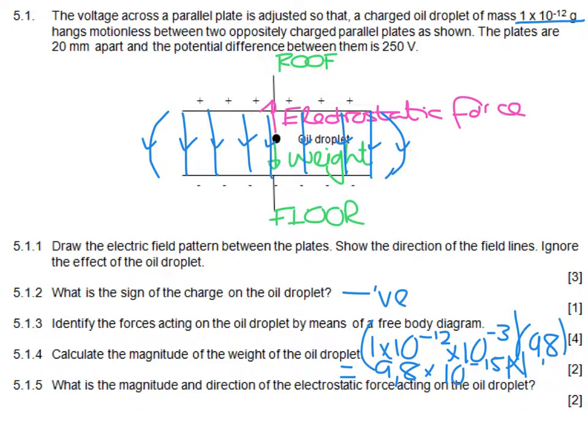And a weight is always downwards, but we are only asked for magnitude, so we don't need to put the down in there. What is the magnitude and direction of the electrostatic force acting on the oil droplet? Well, it's going to be exactly the same magnitude, except that it is going to be upward.